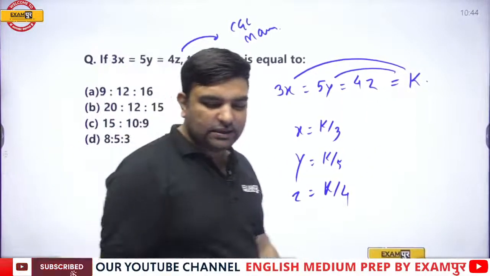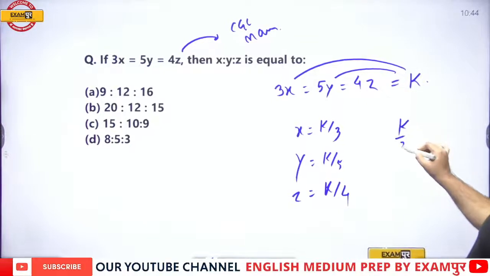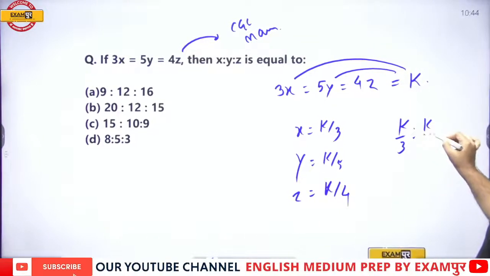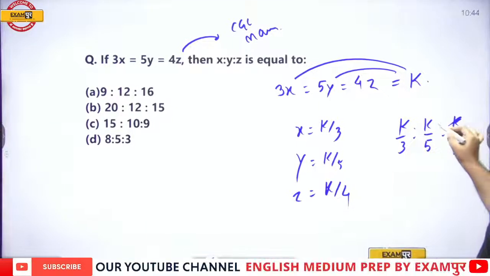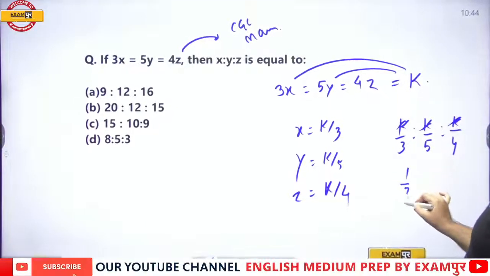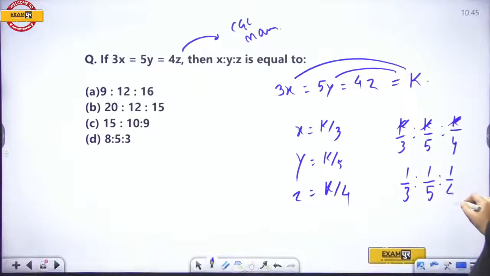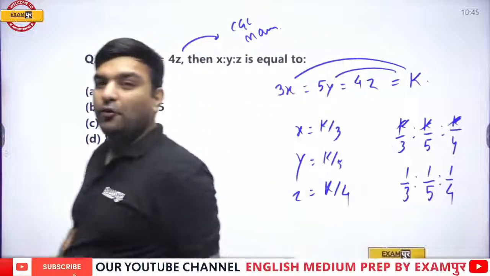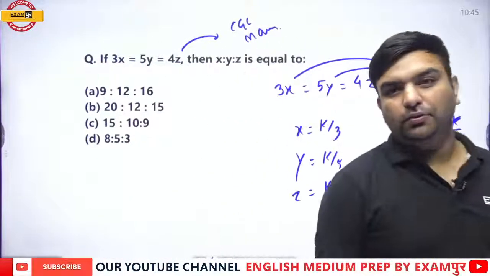So what is x ratio y ratio z? It's k by 3 ratio k by 5 ratio k by 4. K will get cancelled out. 1 by 3, 1 by 5, 1 by 4. This is the class 7th method, the detailed method which I am taking as of now.